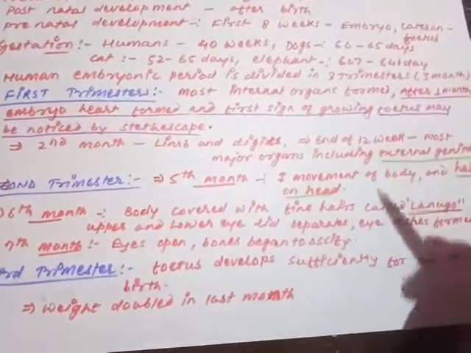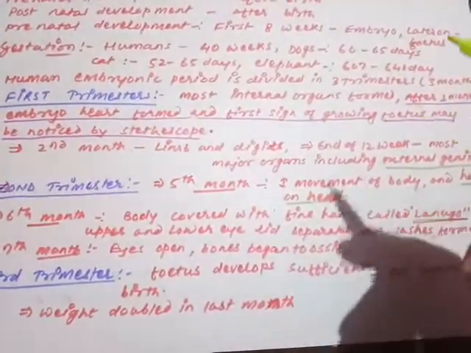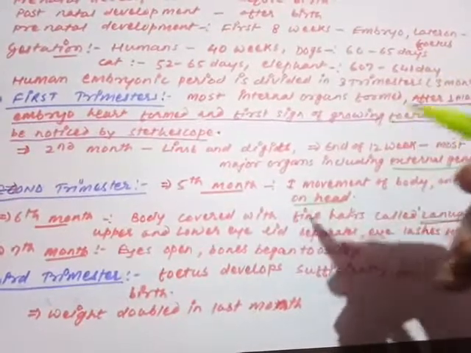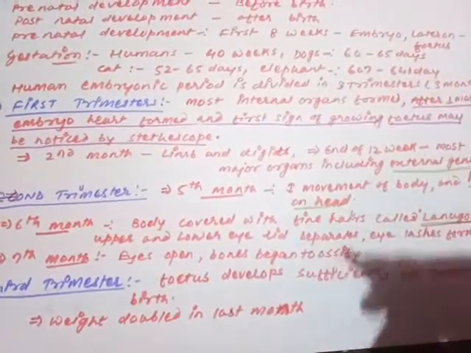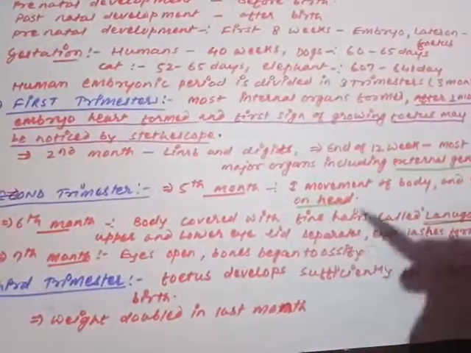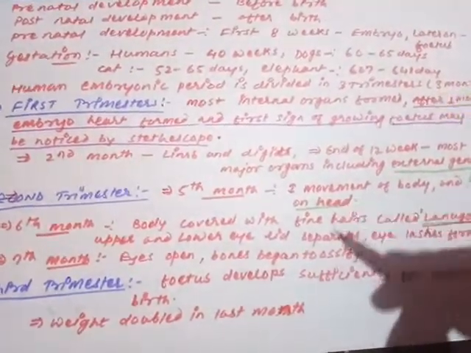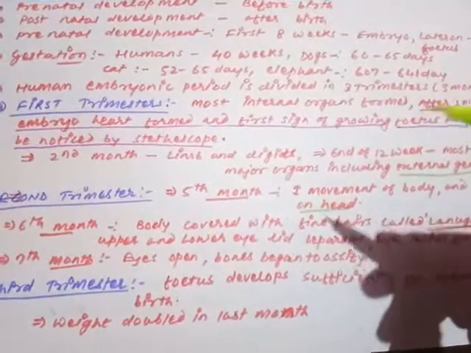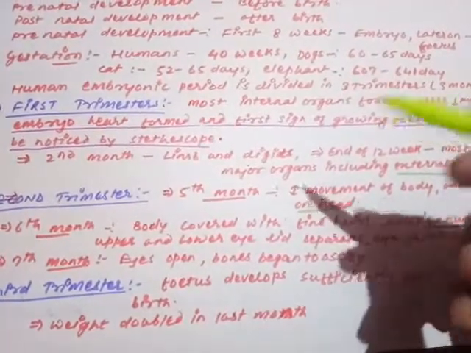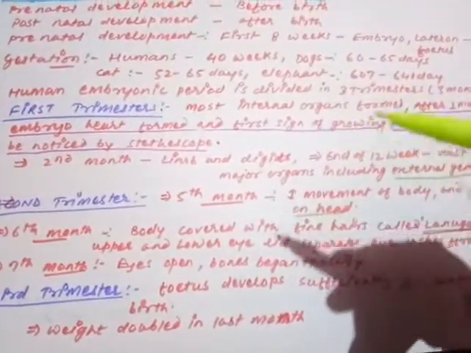Are you getting my point? After first month, the heart is completely functional there in the embryo, and at this time the heartbeat of the embryo can be listened with the help of, or can be recorded with the help of the stethoscope. And this is the first signal of the growing fetus.